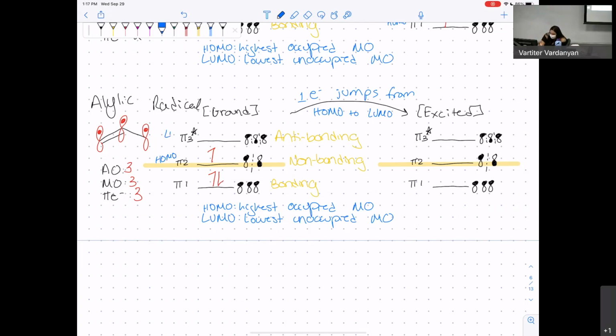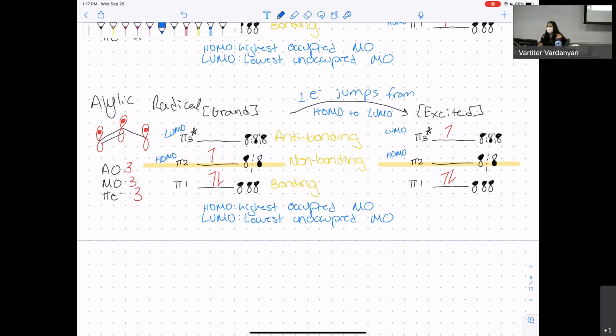Pi 3, yay. All right, so where am I taking an electron and where am I putting it in the excited state? 2 to 3, exactly. So we're going to have 1, 2, empty middle, 1, 3. Coolio. And that's pretty much the only difference between the allylic cation and the allylic radical. Let me just write HOMO and LUMO just so that stays.